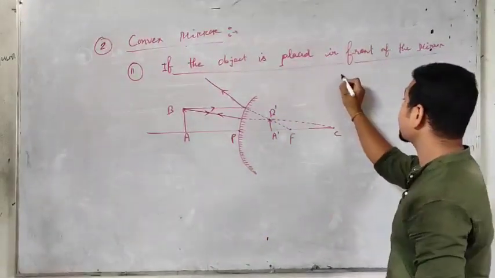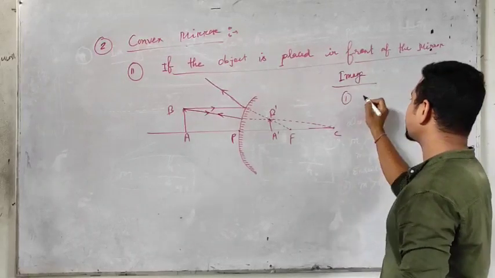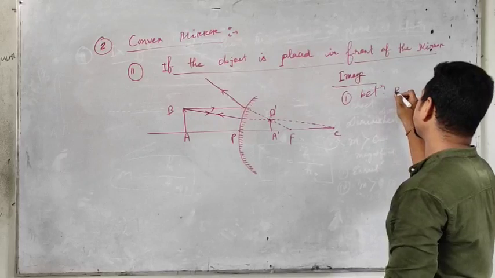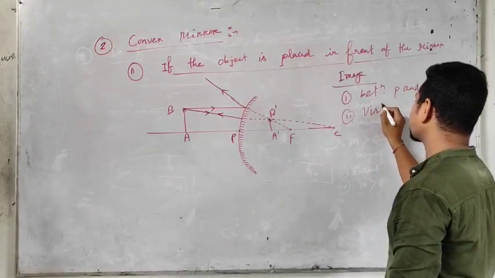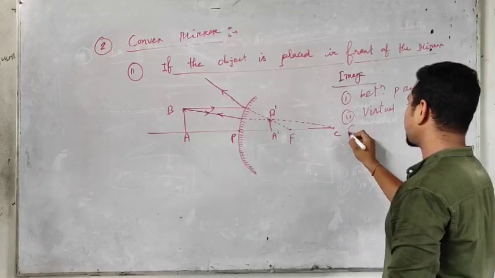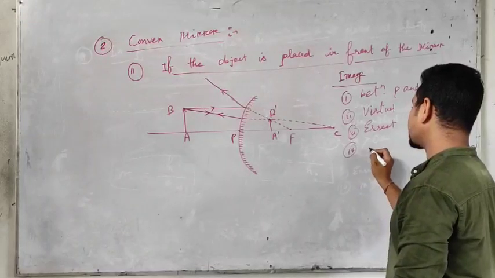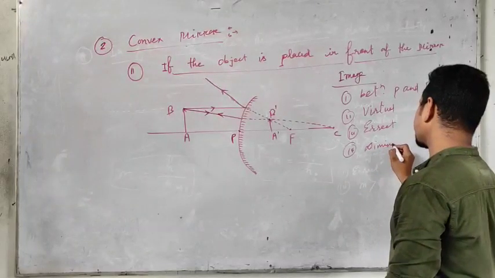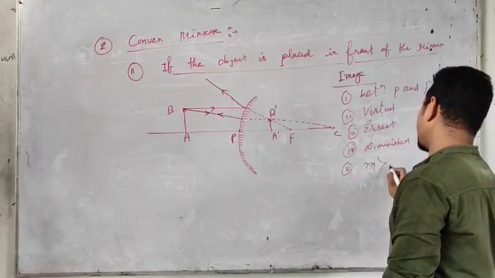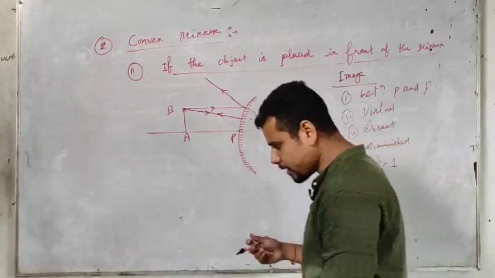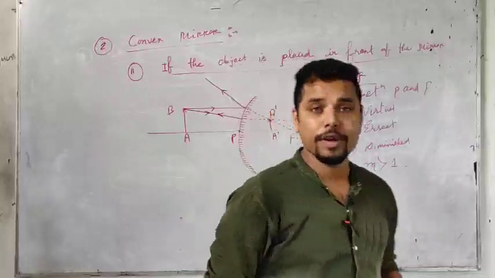then we'll get the image between P and F. Okay, virtual image, erect, diminished, clear? And magnification will be greater than 1. Okay, so these are the images formed by concave and convex mirror.